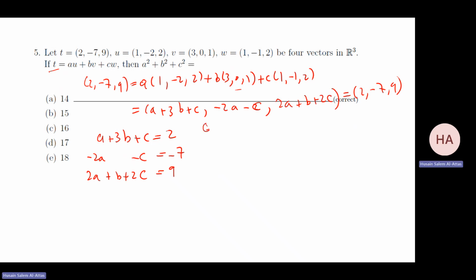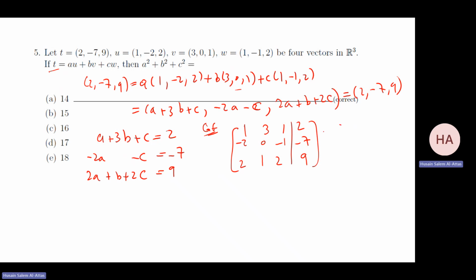Yeah, I can do it with the Gaussian elimination, or do it anyway. You have three equations, three unknowns. Find it the way you like. Yeah, let me do Gaussian elimination. See what will happen. The vectors: (1, -2, 2), (3, 0, 1), (1, -1, 2). This is the T, (2, -7, 9).